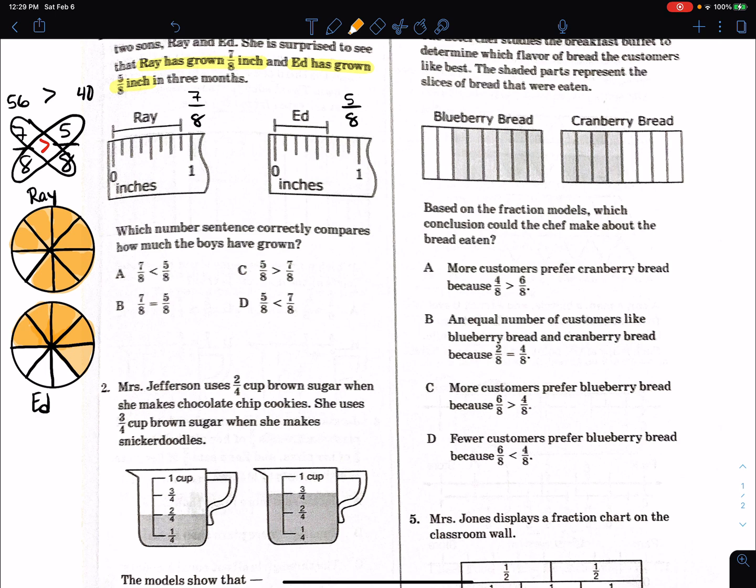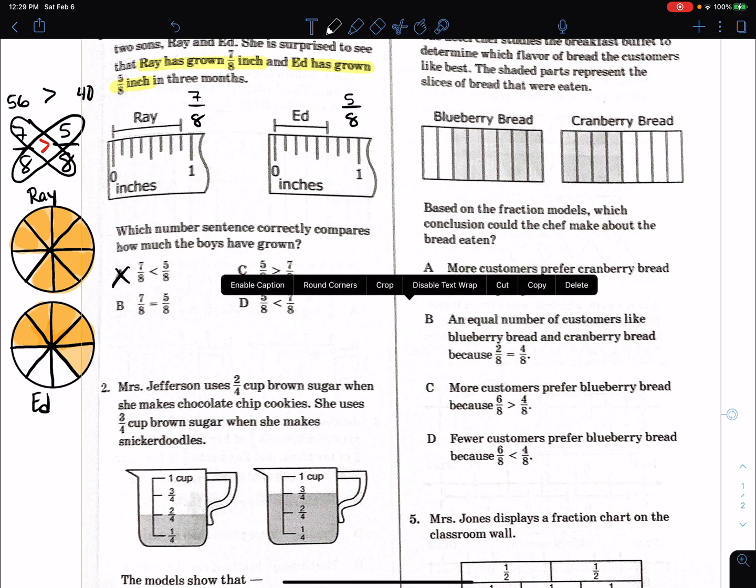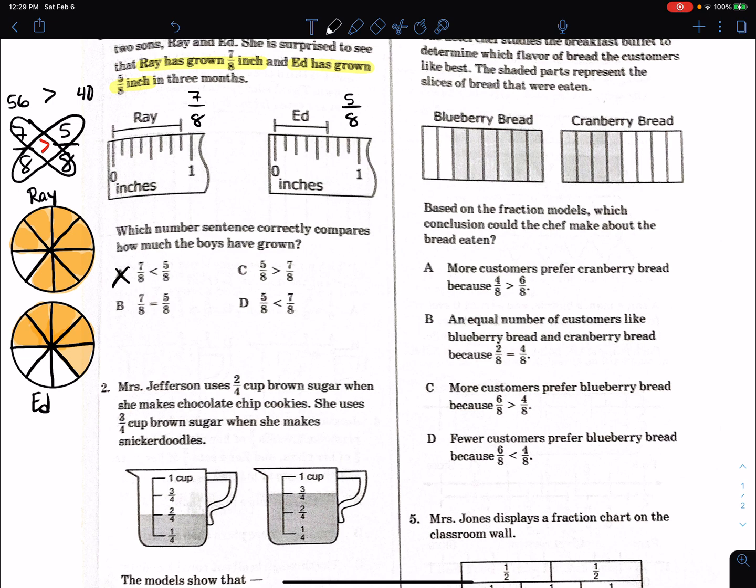So now I need to come over and look at my options. Well, okay, letter A says 7/8 is less than 5/8. Well, over here, I saw that 7/8 was greater, so that's not going to be correct. Looking at letter B, they have 7/8 is equal to 5/8. Well, I know that's not true. And over here, they have 5/8 is greater than 7/8. Well, looking at this 5/8 model, that's not greater than.